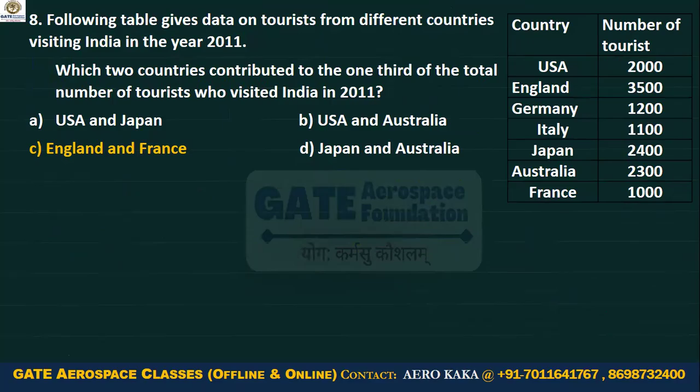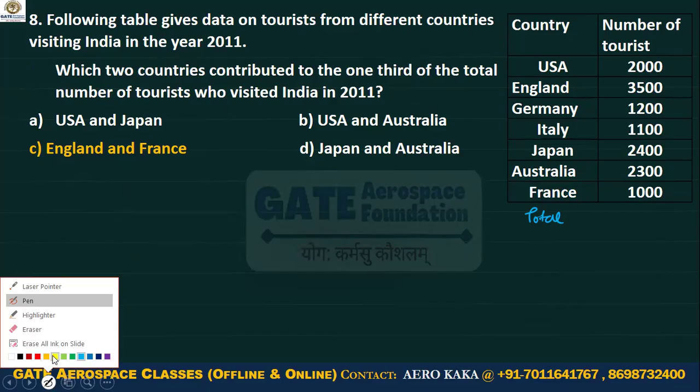Okay, now this question is about data analysis. So data has been given. The following table gives you data on tourists from different countries. Which two countries contributed to 1/3 of the total number of tourists who visited India in 2011? So combinations are already given. We just need to find out. First of all, I'll find out the total number. Right, the total number is important over here.